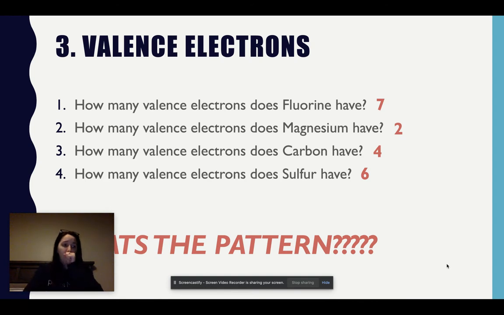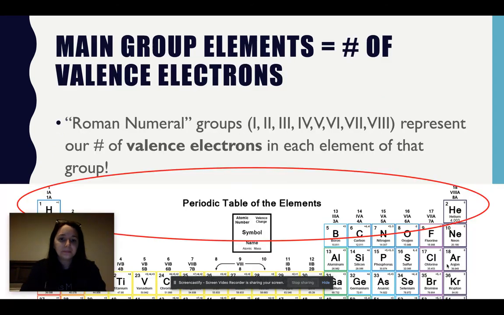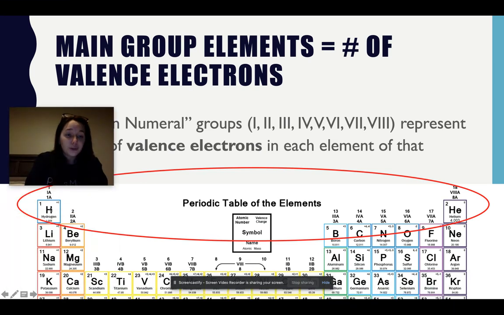The pattern is that our main group elements are the number of valence electrons. So the Roman numeral that is above your groups, remember your groups are your verticals, correspond with our number of valence electrons for each element of that group. So let me scoot myself up. Our first one has 1, our second one has 2.